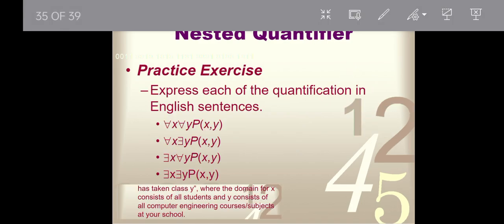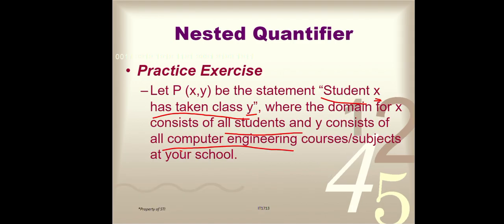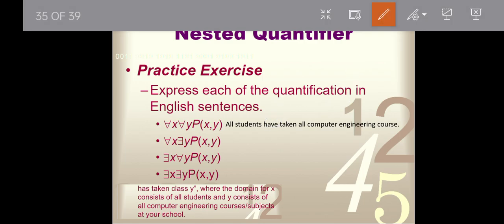Okay, so express each of the quantifications in English sentences. For all x, for all y, P(x,y). Take note, our statement is student x has taken class y, where x consists of all students and y consists of all computer engineering courses. So what is this in an English sentence? That is, all students have taken all computer engineering courses. All x, all y.